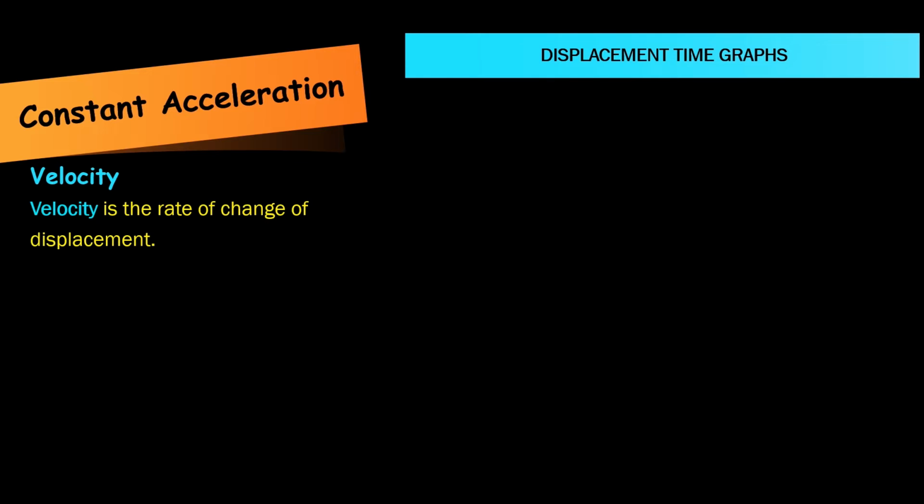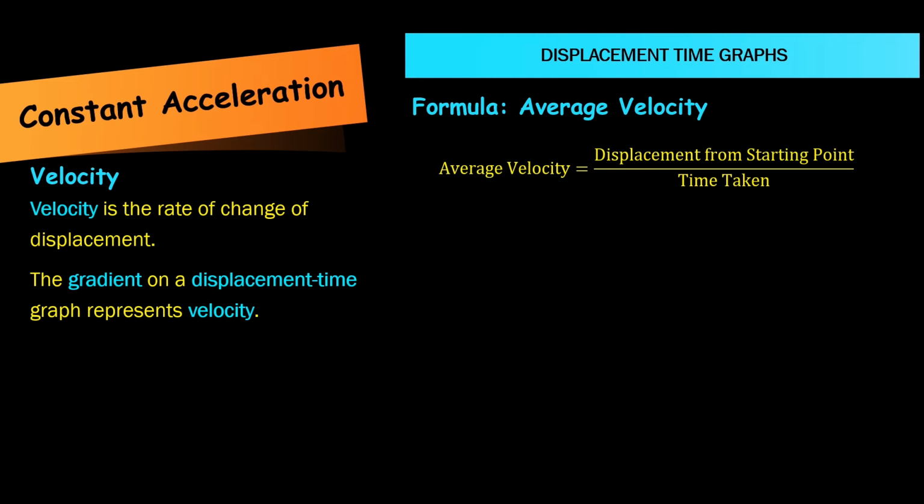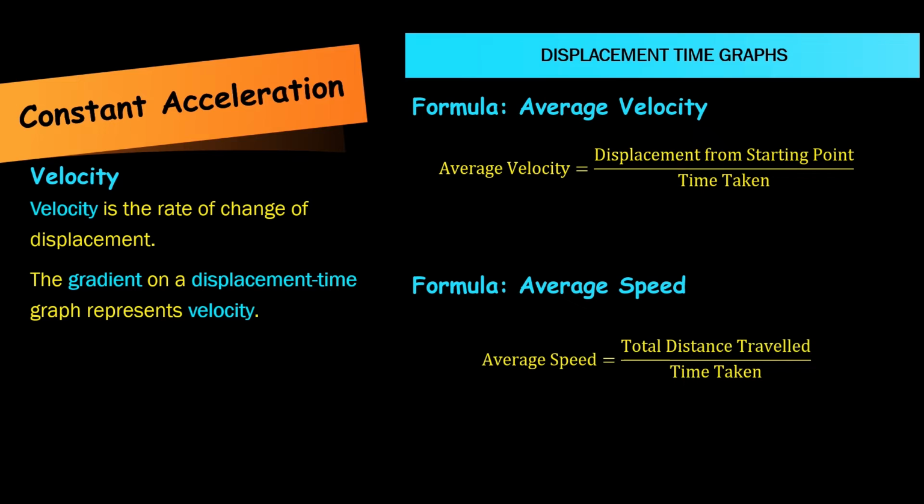Velocity is the rate of change of displacement. The gradient on a displacement time graph represents velocity. The formula for the average velocity is displacement from the starting point divided by the time taken. And the formula for the average speed is the total distance travelled over time taken.